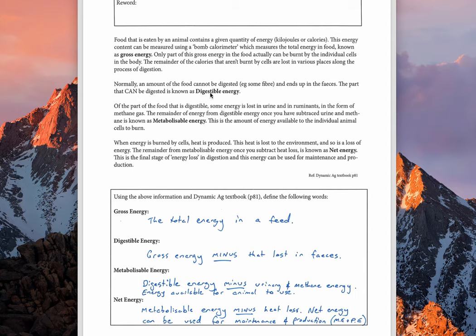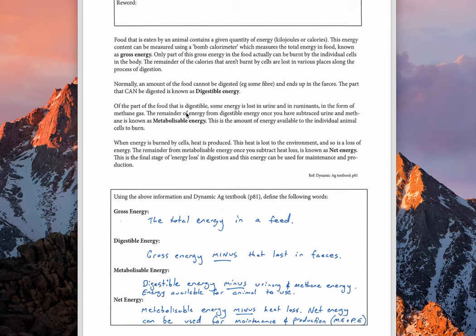So normally an amount of food can be digested. Example, some fiber. An amount of food cannot be digested and ends up in the feces. And we know that there is energy in the feces because that feces can be used as fertilizer for other things that can use the energy that comes from it. So we know that out of the food that an animal eats, or a human, etc., not all of the energy in that food ends up in the animal or burnt by the animal. There is some that comes out. And this is the first step. So this is the stuff that can't be digested. And the part that can be digested is known as digestible energy, which is pretty self-explanatory.